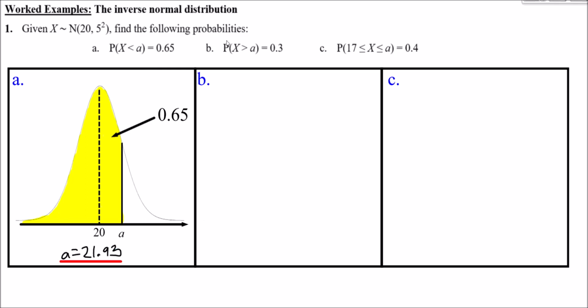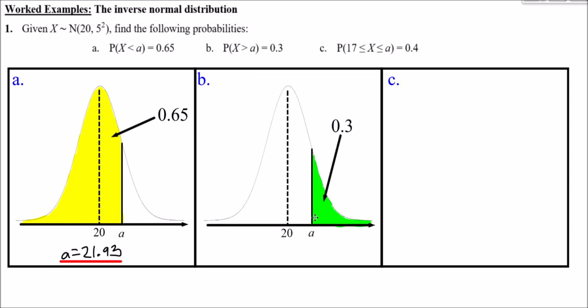Now for b, we want the probability of x being larger than a to be 0.3. So x is on the larger side of a, which is on the right hand side. So we're looking at something a bit like this. There's a, and to the right of a is 0.3.